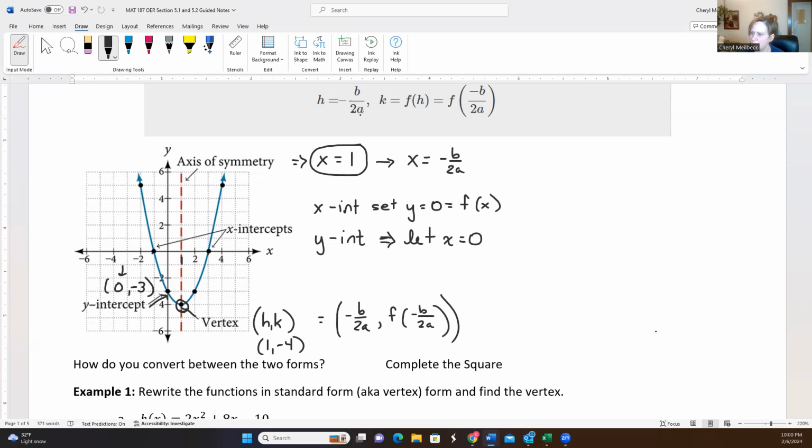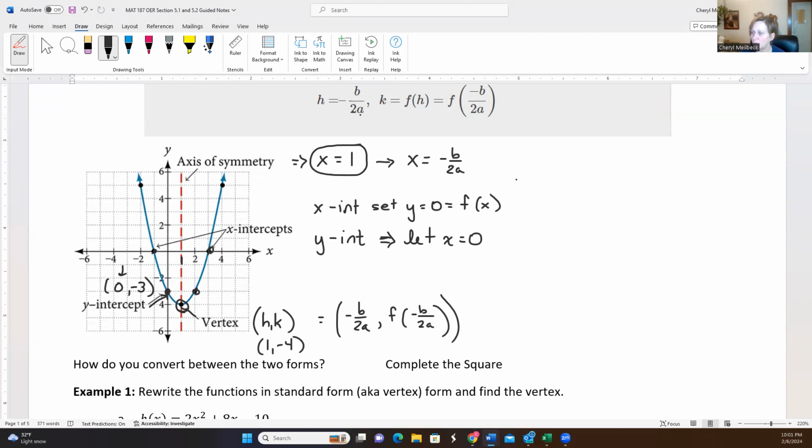Now, the nice thing about being able to find, for example, your y-intercept here or one of your x-intercepts is that you can go across the axis of symmetry an equal distance and find a couple other points on your parabola. So that's really handy.